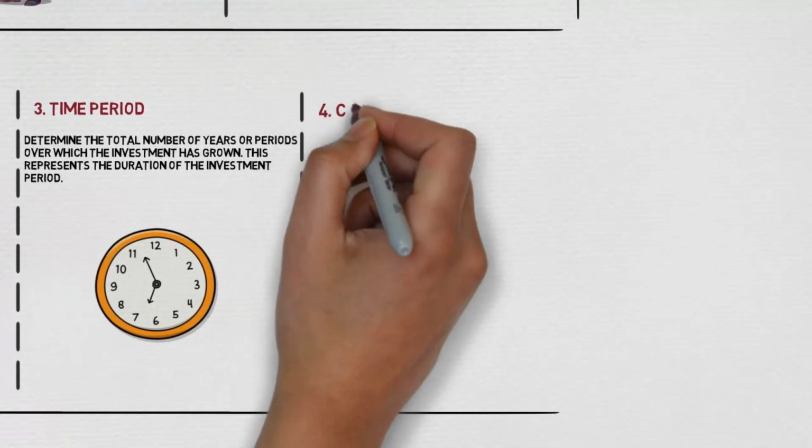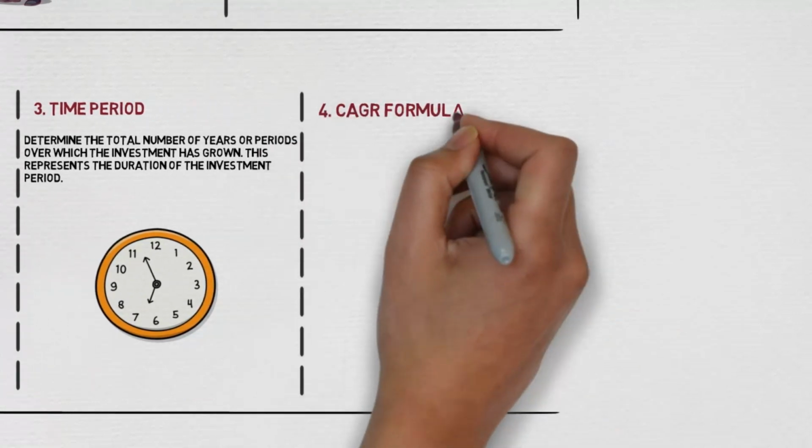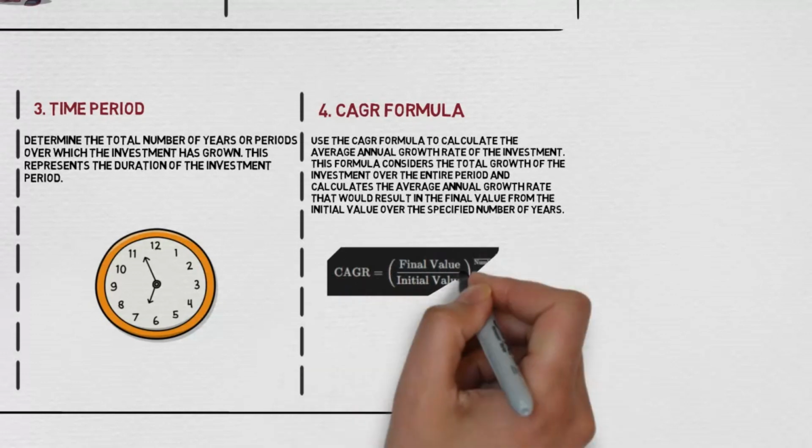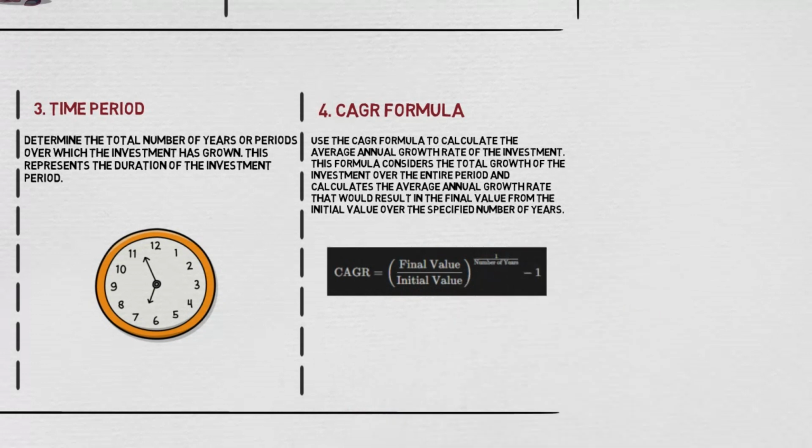4. CAGR formula. Use the CAGR formula to calculate the average annual growth rate of the investment. This formula considers the total growth of the investment over the entire period and calculates the average annual growth rate that would result in the final value from the initial value over the specified number of years.